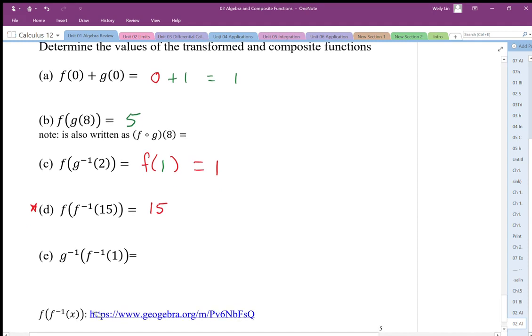There is a link for that as well, so you can see it geometrically as well on a graph if you want to see the inverse of an inverse. Okay, so this link actually refers to this problem.